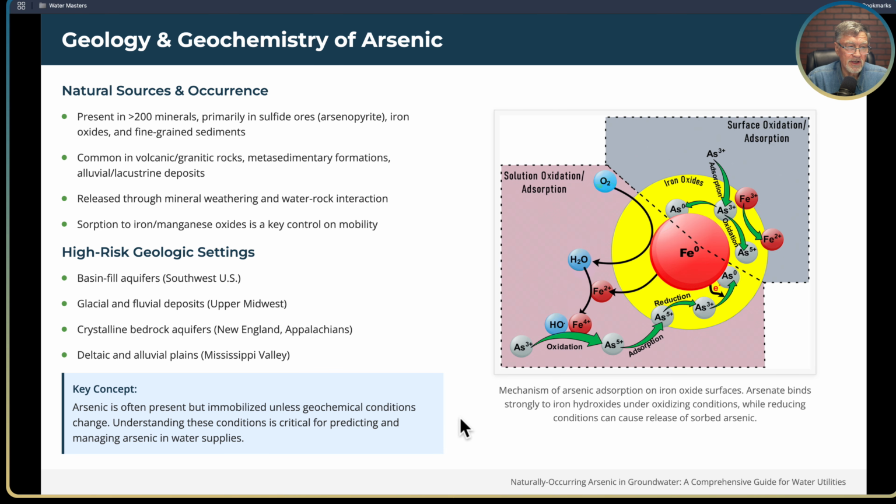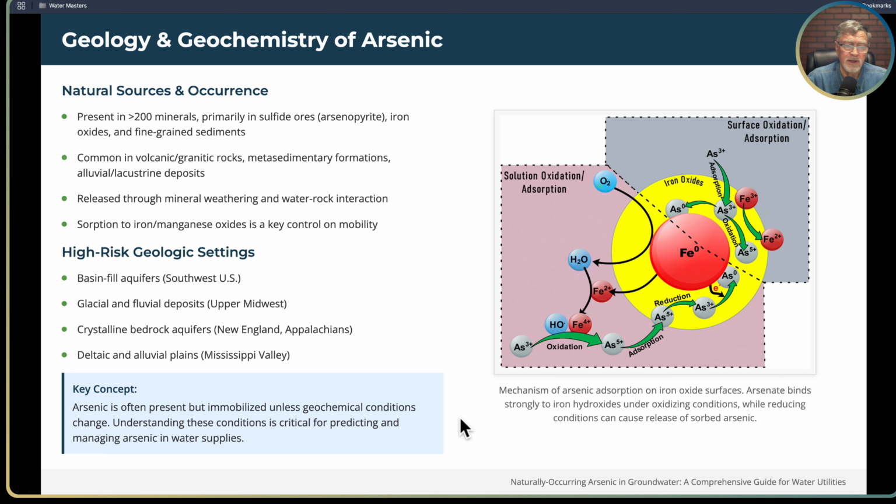So arsenic is present in over 200 minerals. A lot of people don't understand that, primarily in sulfide ores, the most common one being arsenopyrite. And that's actually fairly common out there. And that's got iron, sulfide, and arsenic in it. It is present as a solid solution in iron oxides like pyrite and fine grained sediments. Some of these dark shales and clays can have high arsenic components too because of the reducing environment. So it's really common in volcanic or granitic rocks, and that's where the arsenopyrite comes in.